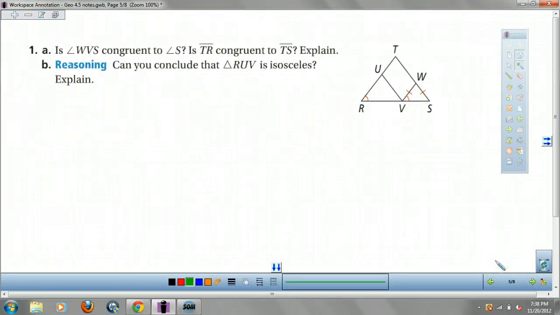Okay, we're going to get tricky. Is angle V congruent to angle S? Is TR congruent to TS? Okay, let's try this out. So, is angle V congruent to angle S? Well, if we look right here, these two sides are congruent, right? If these two sides are congruent, that means opposite angles are congruent. So, yes. And that is by the isosceles triangle theorem.